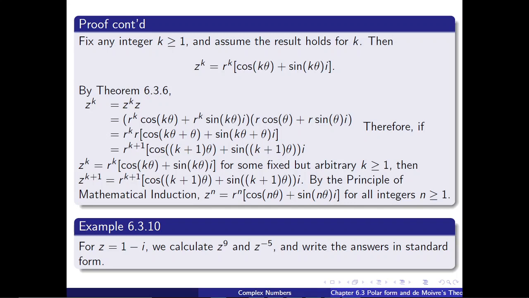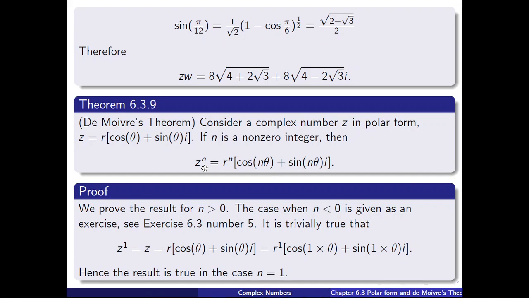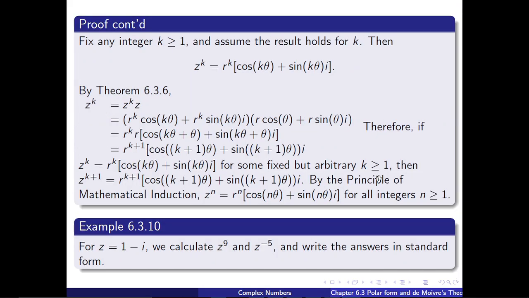Right, so that is that for that proof. So we have shown that de Moivre's theorem is true. So that gives us a way of multiplying. So we're going to look at two examples, and this is example 6.3.10.